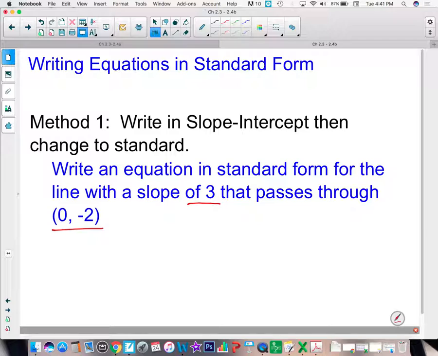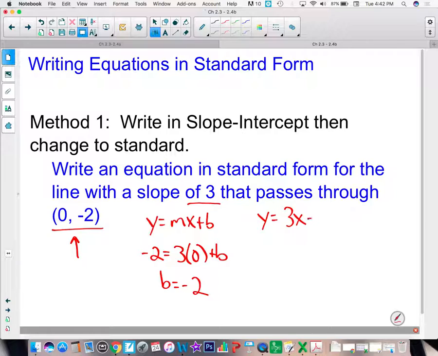All right, so just like we did yesterday, we're going to use y equals mx plus b, slope-intercept form. So we're plugging in our slope, and we're plugging in that point that we're given to figure out what b is. So I have -2 for my y, slope is 3, x is 0. Okay, so what does b equal? b equals -2. So let's plug everything back in. We have y equals 3x minus 2. So that's our slope-intercept equation.